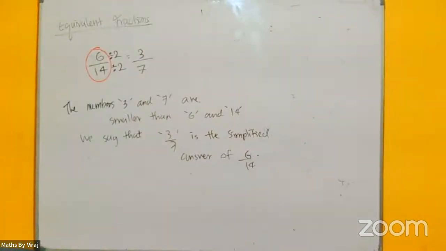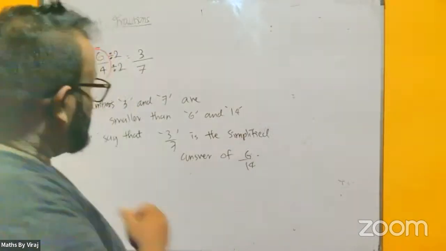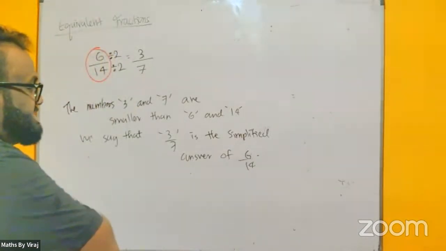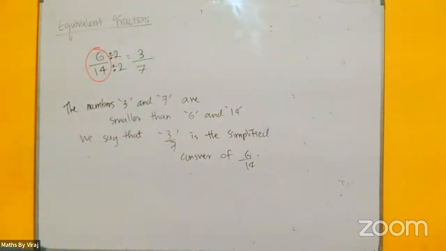The numbers 3 and 7 are smaller than 6 and 14. We say that 3 upon 7 is a simplified answer of 6 over 14. Right. Take this down.